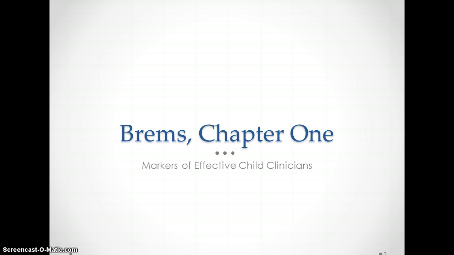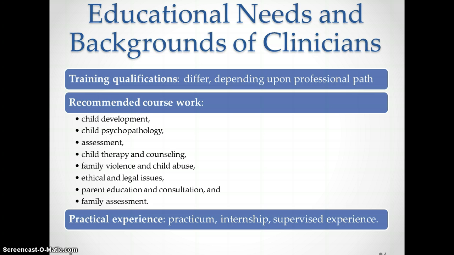In Chapter 1, you'll read about markers of effective child clinicians. First, to be an effective child clinician, there are certain qualifications that you might choose to pursue. For you guys, your training will prepare you for working with children as licensed mental health counselors. Some of you might be planning to pursue the additional educational requirements that will also qualify you to become licensed as marriage and family therapists. Regardless of your professional aspirations, there are certain courses and experiences that are required before you will be qualified to work with children. This class is the first step.